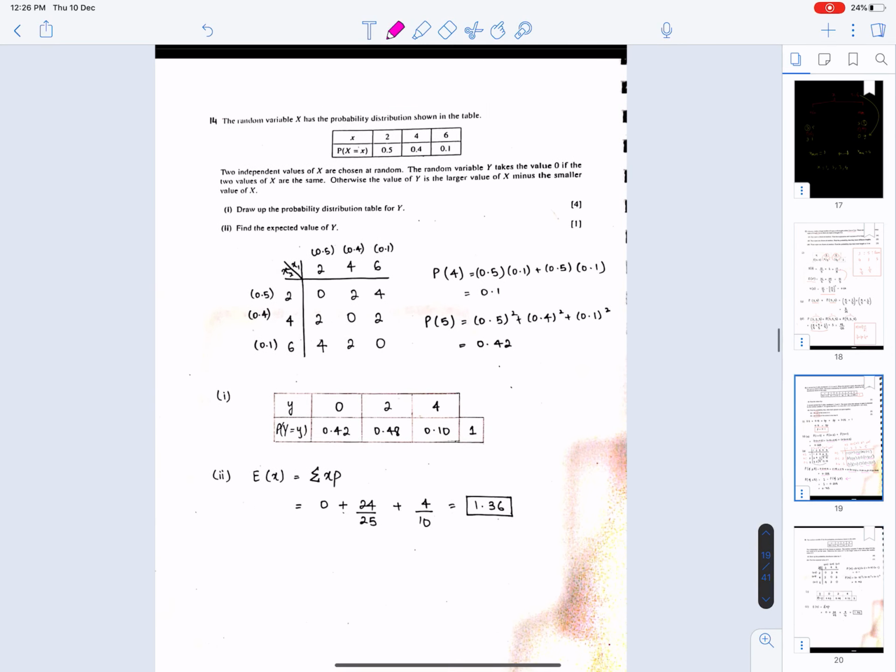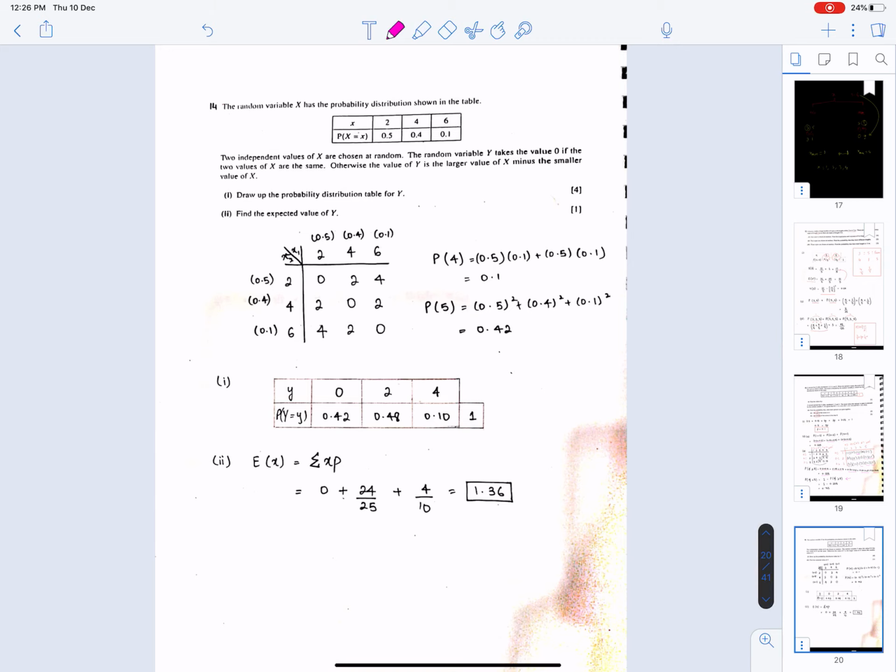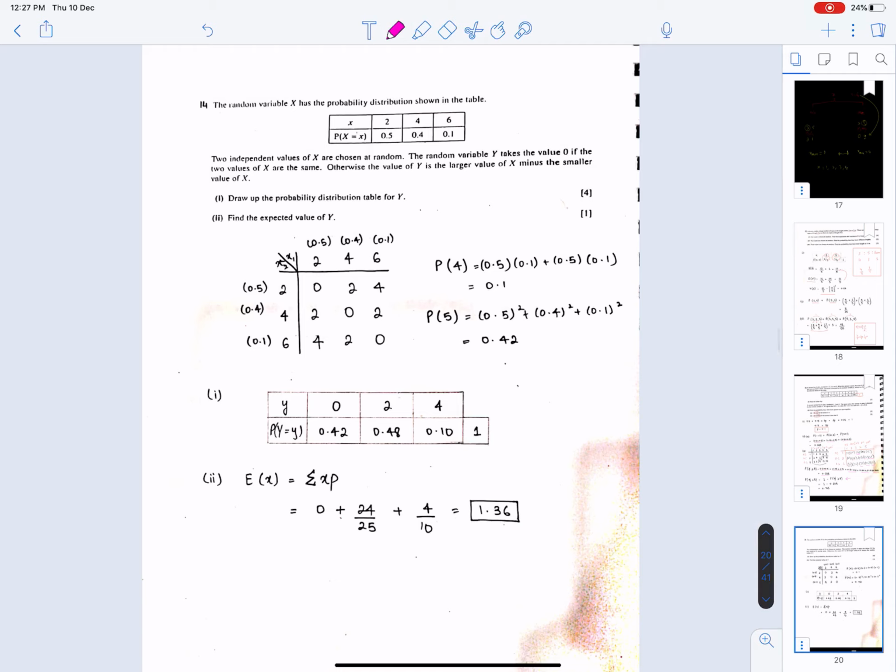Now, the last question of this class, question number 14. The random variable x has the probability distribution shown in the table. Two independent values of x are chosen. Now this is very important: you are taking two values of x. The random variable y takes the value 0 if the two values of x are the same. Otherwise, the value of y is the larger value of x minus the smaller value of x. So here we are using subtraction.